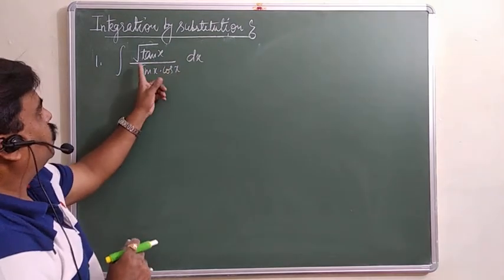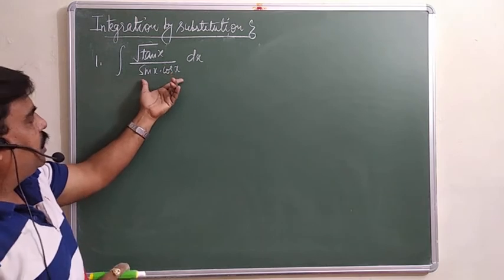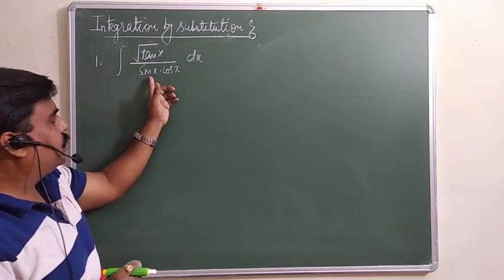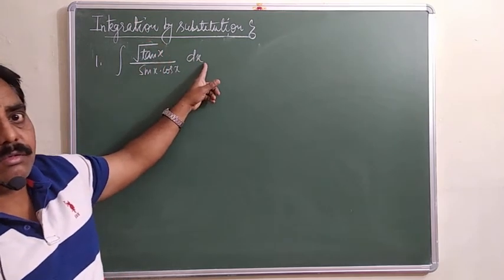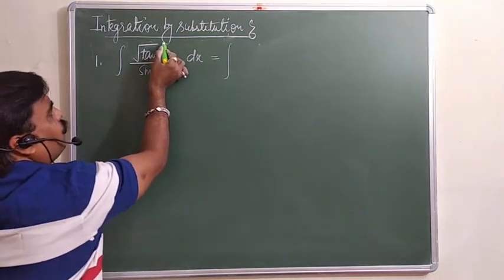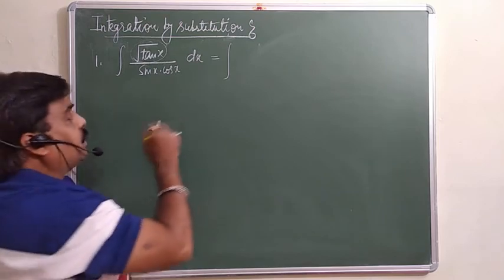Okay, now the question is root tan x over sin x into cos x dx. Again here, problem, you can take the cos x, you can substitute sin x, but never are you getting the derivative in the numerator. So what we will do? There is one thing we can do, we can multiply by the root tan x here only. Why we are multiplying? Later on you will understand.